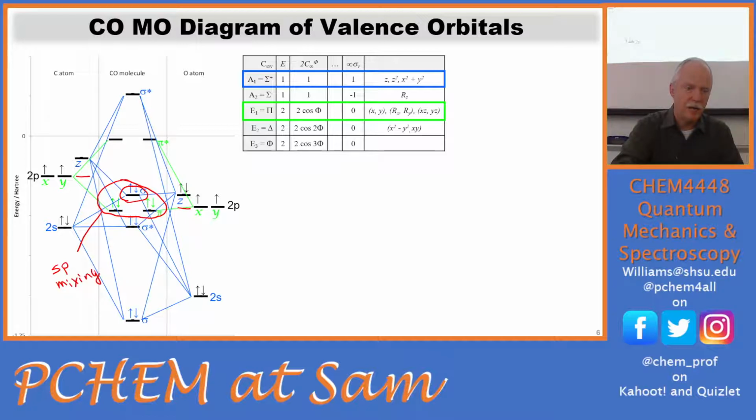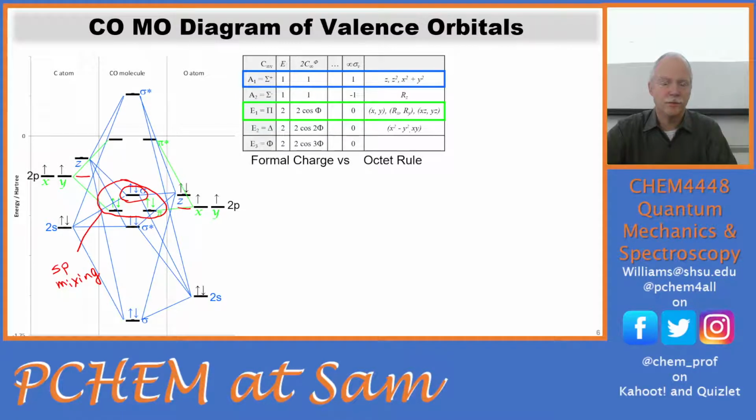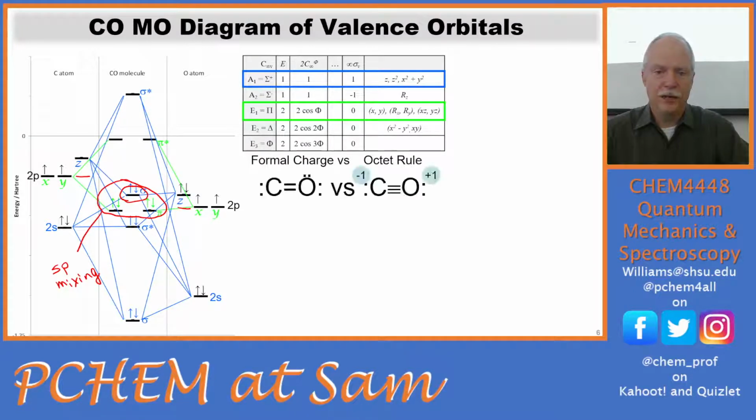And you can go back to the introduction to MO theory notes to see that discussion of sp mixing. Okay, so the p orbitals make the pi and the pi star bonds, or molecular orbitals. And so let's discuss the Lewis-Dot formula. So we've got the molecular orbital diagram, and then we can also draw the Lewis-Dot formula for carbon monoxide. There's a couple of ways you can draw it.